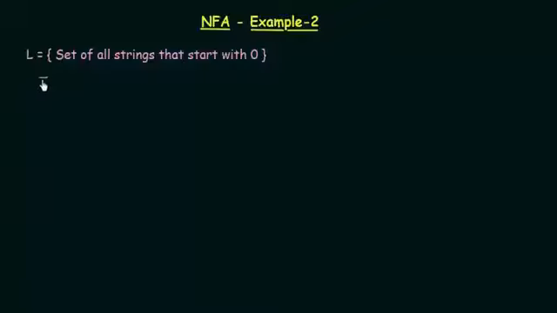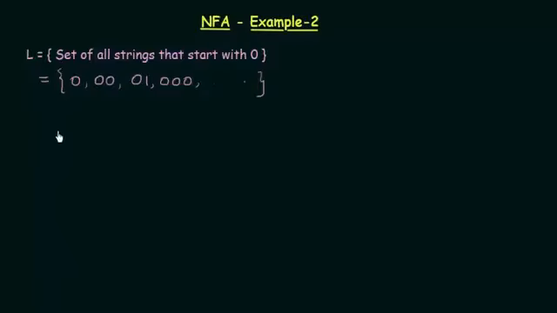Before starting, what will be the set of all strings that start with 0? What will be the elements in this set? The elements would be like 0, 00, 01, 000, and so on. It is an infinite set, right? Now let's see how we can design the NFA.